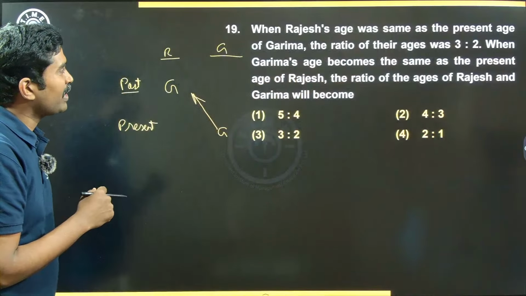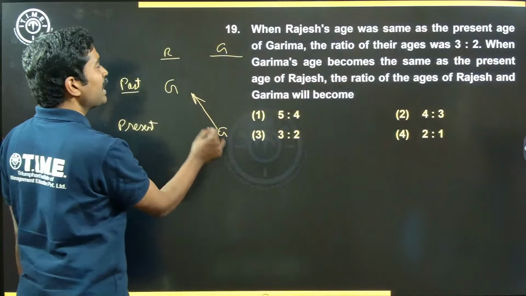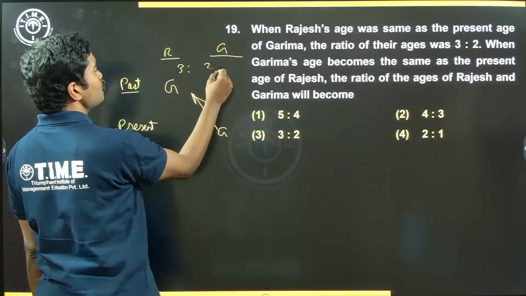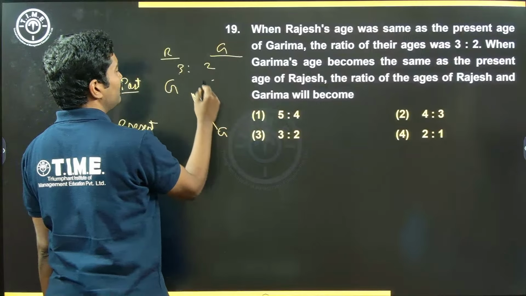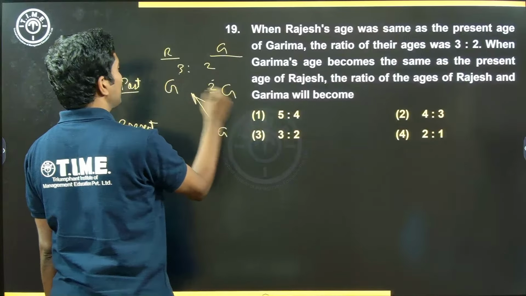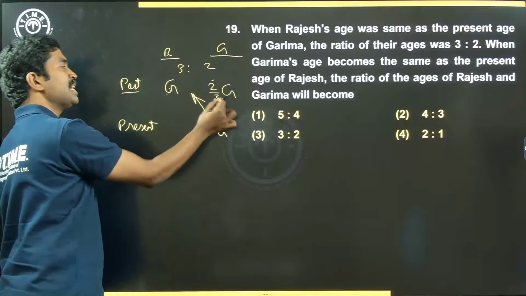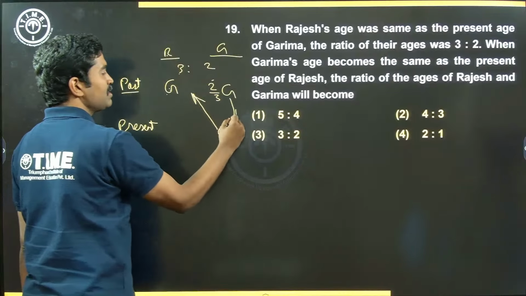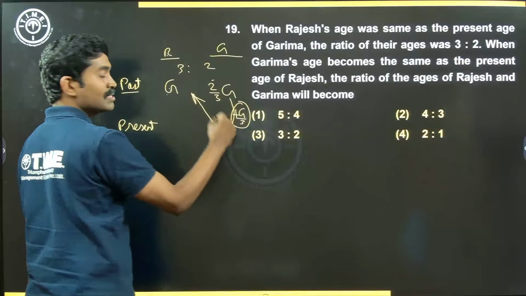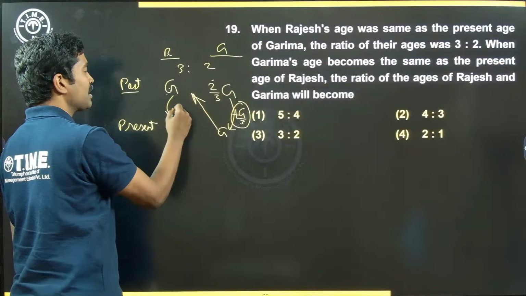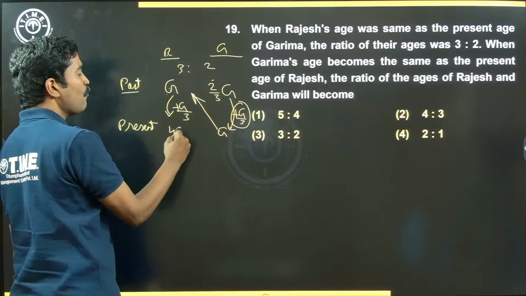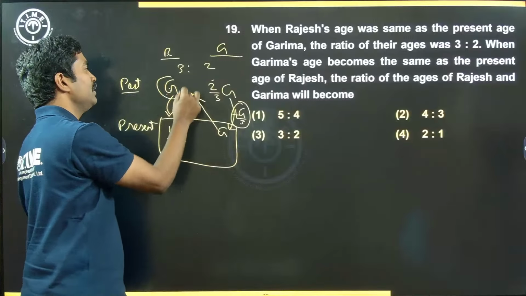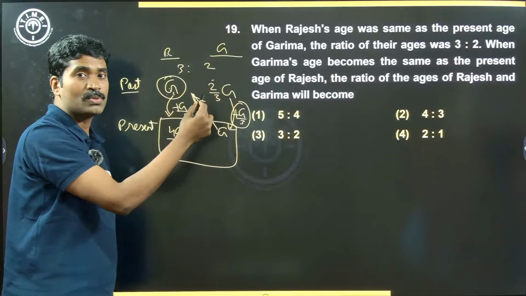So coming back to the question, when Rajesh was G, the ratio of their ages was 3:2, right? So what is Garima's age back then? 2/3 of Rajesh's age. When Rajesh was G, Garima's age was 2G/3. Now today, Garima's age is G, which means G/3 years have passed, correct? Which means Rajesh's age will also be 4G/3. Can you appreciate this part now? Once upon a time, Rajesh's age was G. Back then, Garima's age was 2G/3.